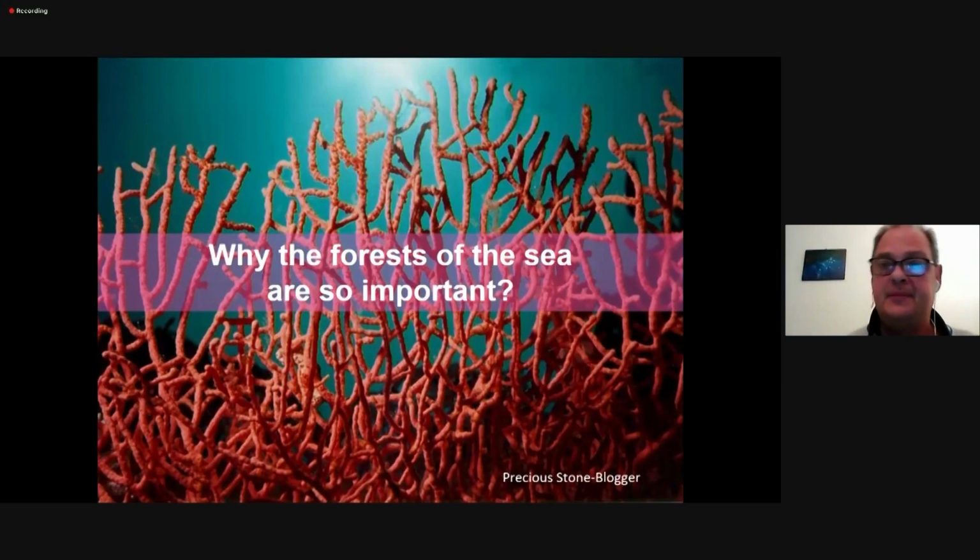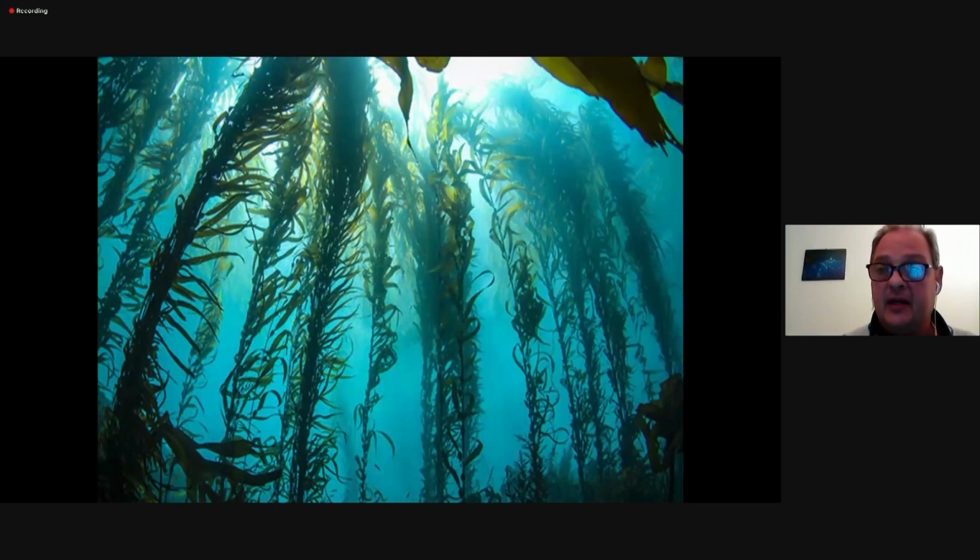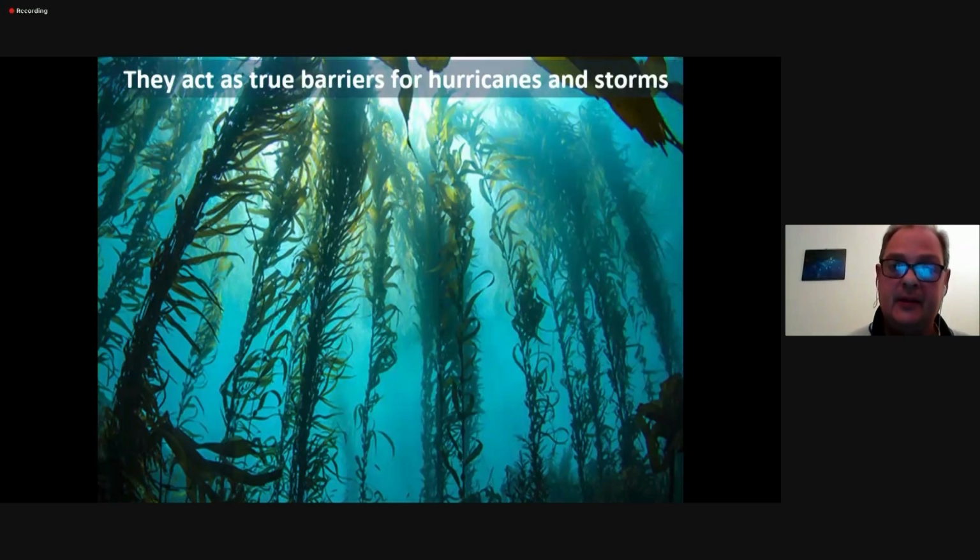And why the forests of the sea are so important, I will just give a snapshot, giving you some tips that are interesting to see and to understand why we should preserve them, why we should monitor them, and how we can do it in a profitable way. They act as barriers for hurricanes and storms. We know it very well, both for the coral reefs in shallow areas and also with Posidonia oceanica, for example, near the Mediterranean coast, to give two examples.